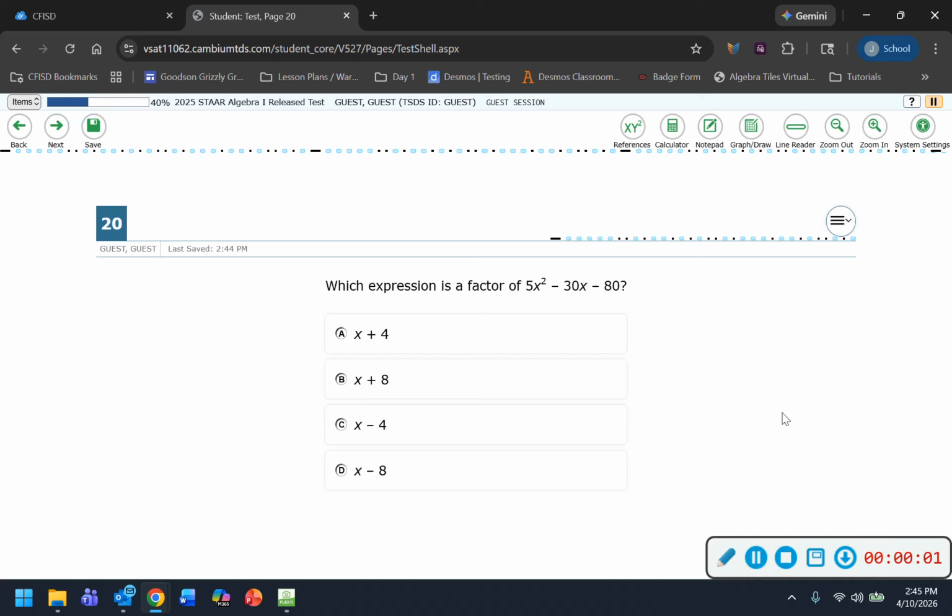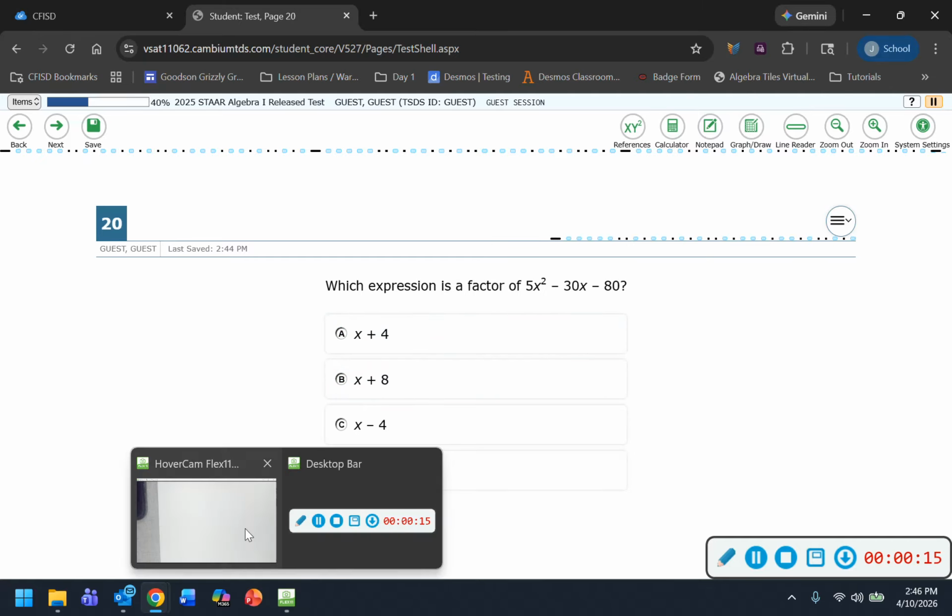Asking which expression is a factor of 5x squared minus 30x minus 80. I'm going to first go through the way to do it by hand, and then I'll talk about a really easy way to get the answer only if it's multiple choice like this using the calculator.